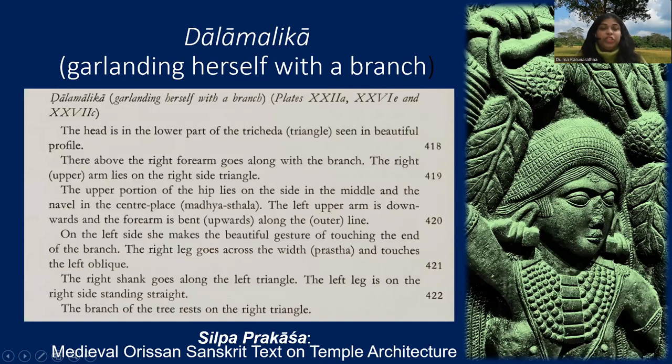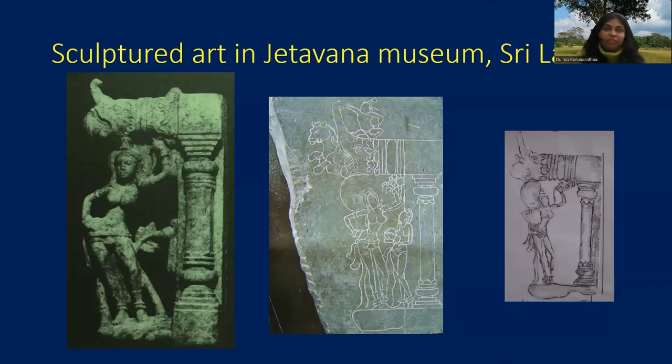And also Shilpa Prakash, a medieval Orissan Sanskrit text on temple architecture, is one of the important sources in this regard. It mentioned 16 types of women that can be appropriately suggested by this text. It's a Sanskrit manuscript. They are Dalamalika, the form that is garlanding herself with a branch. So that is what we earlier discussed. This Sanskrit text helps to recognize how this concept was popular at the time. This is what I mentioned earlier.